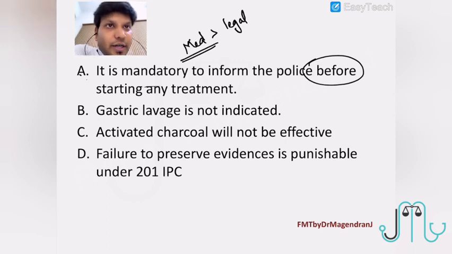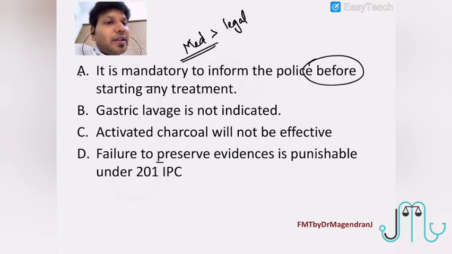Gastric lavage is not indicated. Yes, kerosene is a volatile substance. You should not do gastric lavage because it can cause chemical pneumonitis by causing aspiration. Okay. Activated charcoal will not be effective. Yes, it is not effective. Activated charcoal does not absorb kerosene, so it is not that useful.